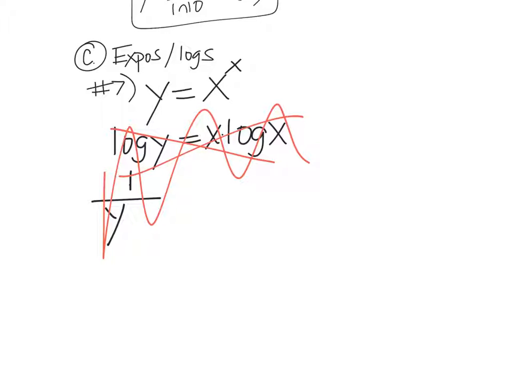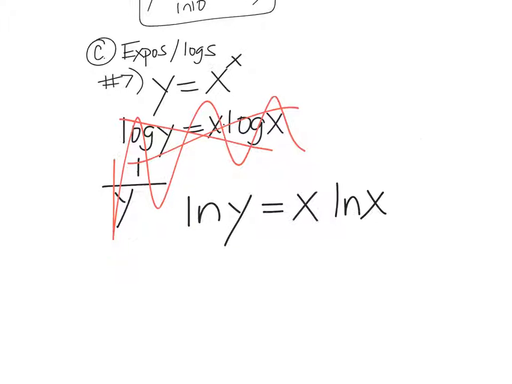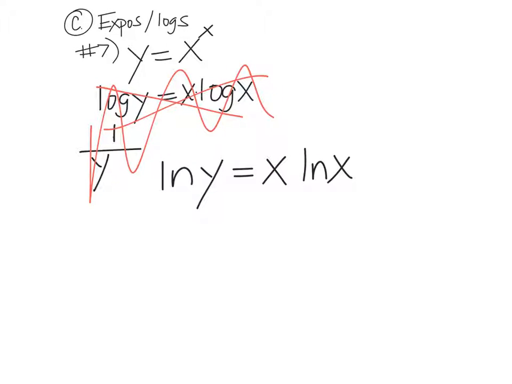Okay, so let's take the natural log of both sides. Natural log of y equals x natural log of x. That's going to be so much better, because if you take the log of both sides and you take the derivative, you're going to have to divide by natural log of 10. We don't want to do that. All right, so now let's go from here. What's the derivative of the natural log of y? It's 1 over y times y prime. You okay with that? Yeah.